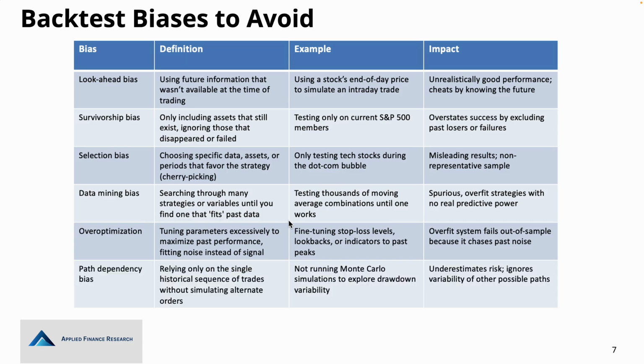And the sixth bias to avoid is path dependency bias, and that is relying only on the single historical sequence of trades that a backtest gives you without simulating alternate sequences. An example here would be not running Monte Carlo simulations to explore how big drawdowns can actually be. The impact here is that this underestimates risk and ignores the variability of other possible paths, so it doesn't give you a true representation of the range of possible performance of your systems.